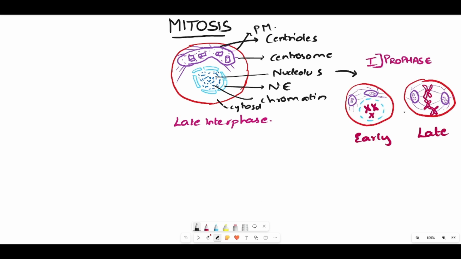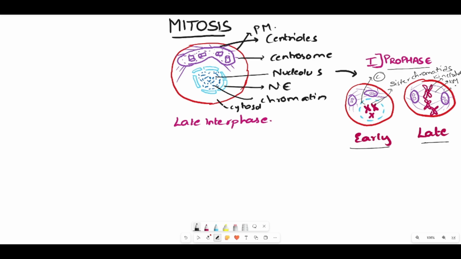Now this phase we will be calling prophase. In this we have an early phase and also a late phase. What happens in the early phase? In the early phase, this part we will be calling the chromosome, and on the chromosome we have two structures called chromatids. Now coming to the late phase, this part we will be calling the kinetochore. It is called the kinetochore microtubule.